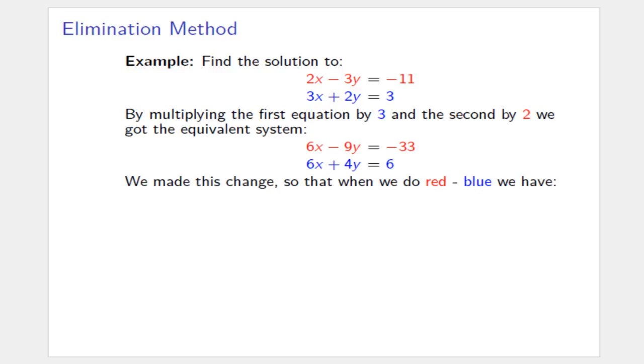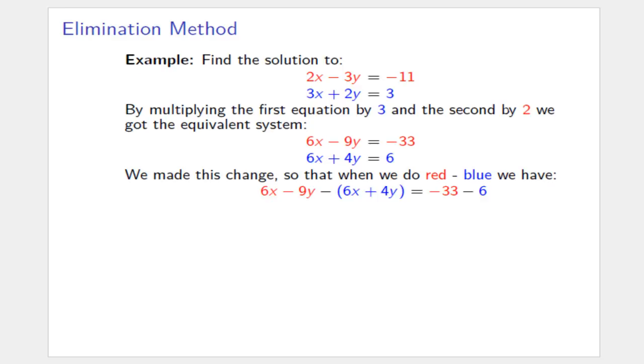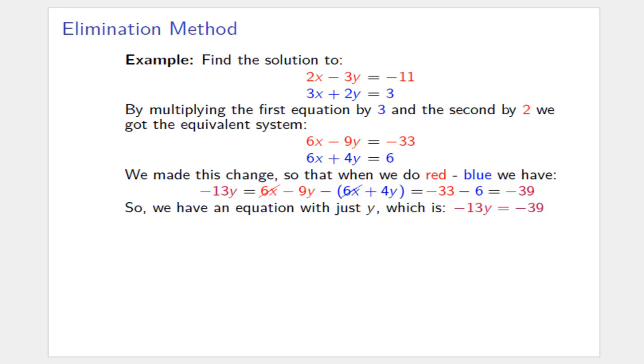The reason we made this change is so that when we do red minus blue, we have 6x minus 9y minus 6x plus 4y equals negative 33 minus 6. Now on the left, we have 6x minus 6x, which is 0, and negative 9y minus 4y is negative 13. On the right, we have negative 39. So we have an equation with just one variable y, which is negative 13y equals negative 39, which we are able to solve. We can solve it by dividing both sides by negative 13 to get y equals 3.